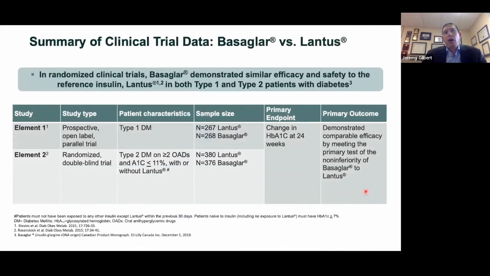The data is important to show that the biosimilar product is very similar to the reference molecule with respect to efficacy and safety. Now, I did not want to get into all the nitty-gritty of all these trials, but suffice it to say that when you're recommending a biosimilar insulin, you are recommending it based upon Health Canada recommendations, product monograph recommendations, Diabetes Canada recommendations, but also based upon study data. So the ELEMENT trials, looking at type 1 and type 2 diabetes, compared Lantus to Basaglar with the change in A1C, and it showed very similar efficacy between Basaglar and Lantus.